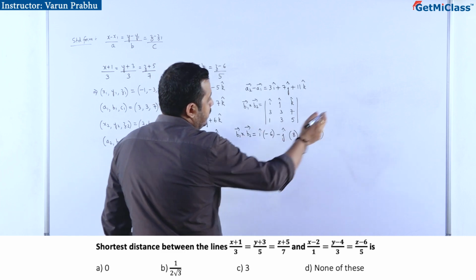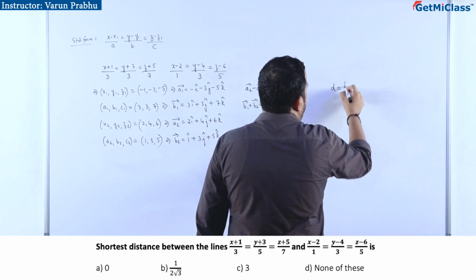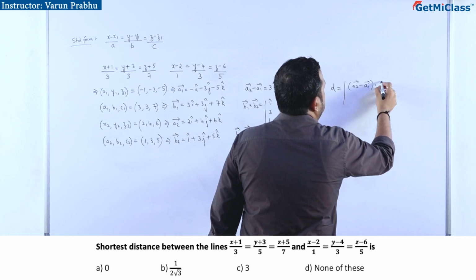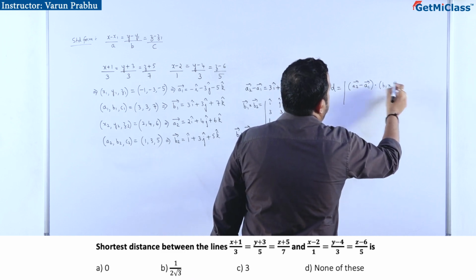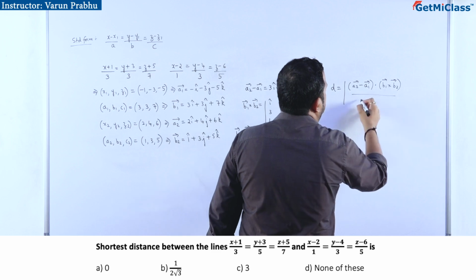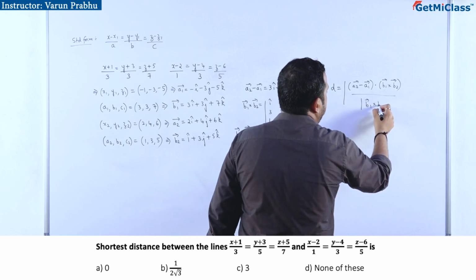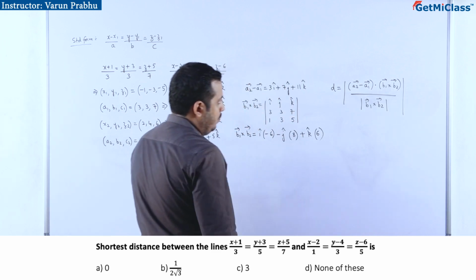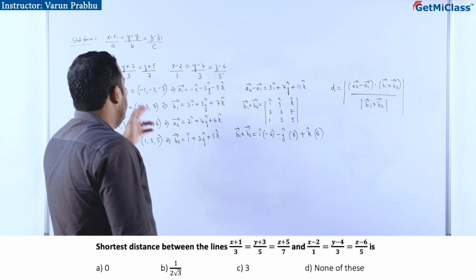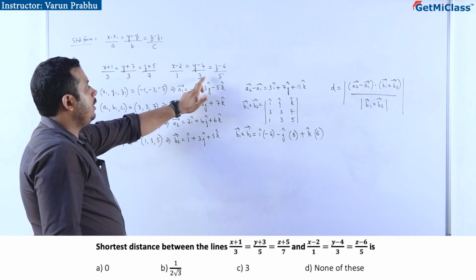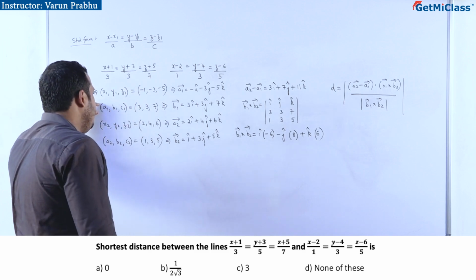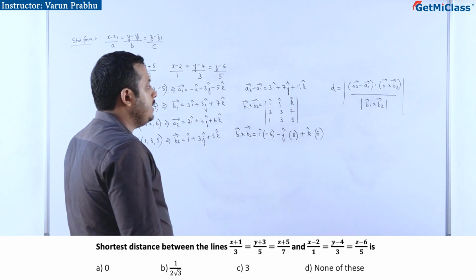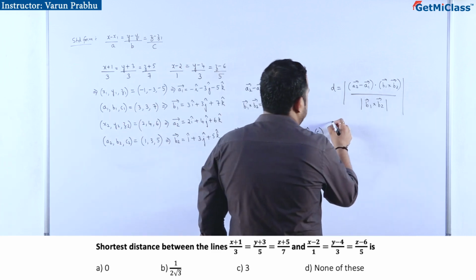So we know the distance formula is vector a2 minus vector a1 dot b1 cross b2, divided by magnitude of b1 cross b2. This is the formula for shortest distance between any two skew lines, yes or no? When you look here you can get to know that they are skew lines. The components a1, b1, c1 and a2, b2, c2, or vector components b1 and b2, are not equal, so that's why it's a skew line.